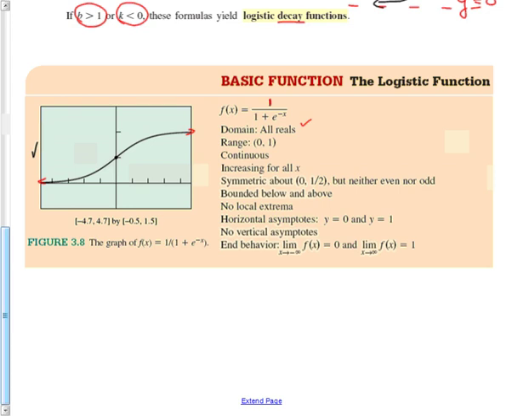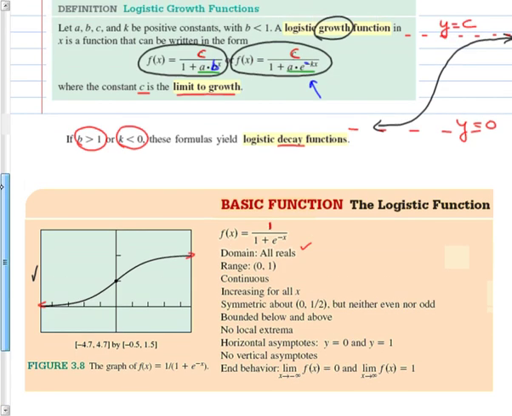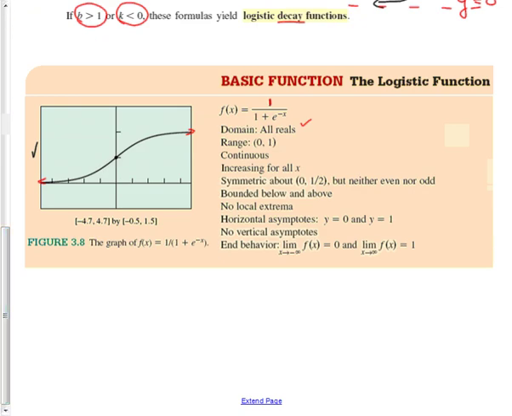Notice the carrying capacity. I always call it that. What do they call it? Limit to growth. Limit to growth is 1. That's the top value on this one. So it goes between 0 and 1. There are two horizontal asymptotes. That's my range. Continuous, it's continuous. Increasing, always increasing, this one.